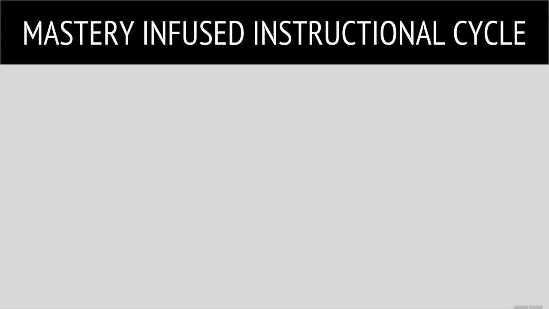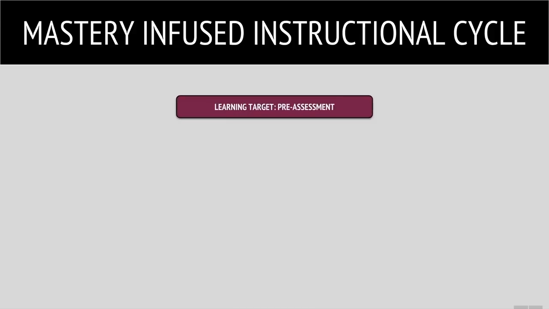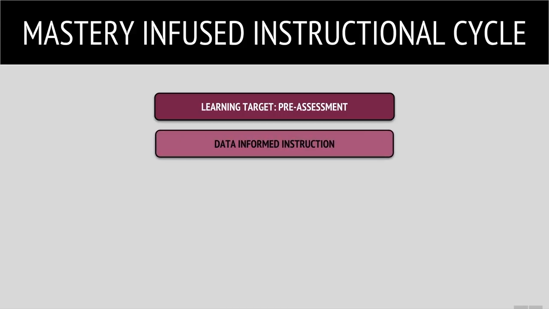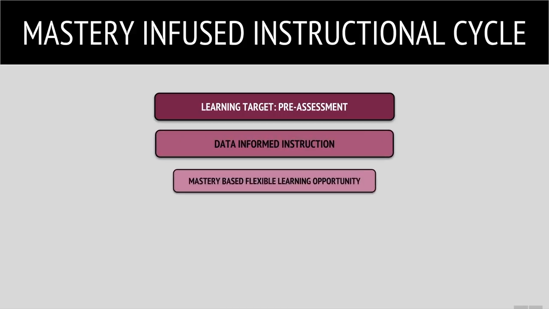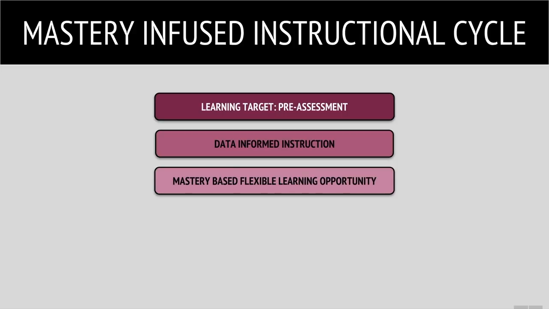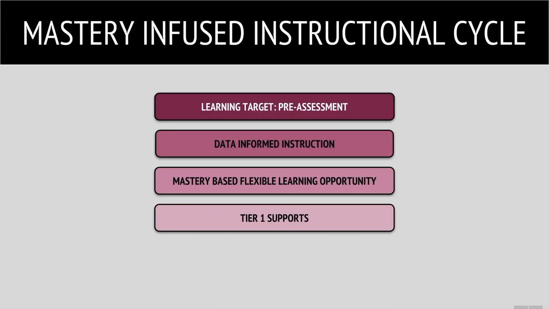So let's get started. As we think about an instructional cycle, there are some non-negotiable pieces and parts that should be present in the instructional cycle. Things like a pre-assessment, things like data-informed instruction, flexible learning opportunities for kids that allow them opportunities to demonstrate their mastery. If kids find themselves struggling in the process of learning, which we all know they do, what kind of Tier 1 supports are embedded in the classroom to continually support learners as they grapple with and engage with the learning?